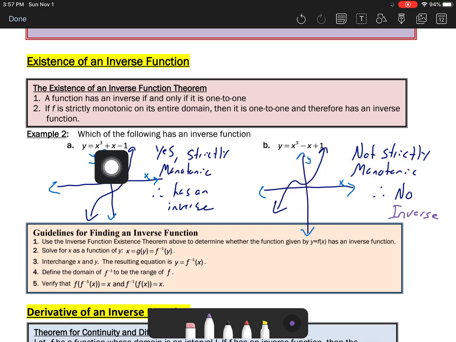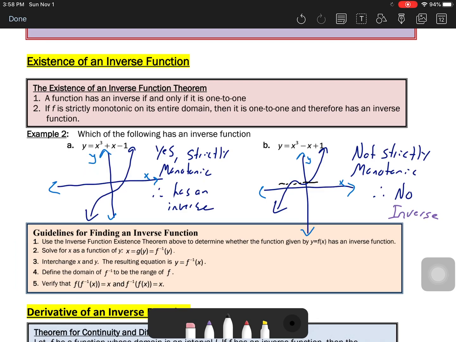If we change this a little bit and we change that from a plus x to a minus x, and then up from a -1 to a +1, it does change the look of this graph. It increases, then it decreases, then it increases again. So in order to be 1-to-1 and have an inverse, it has to pass the horizontal line test. This one would fail the horizontal line test because the horizontal line would cross it more than once.